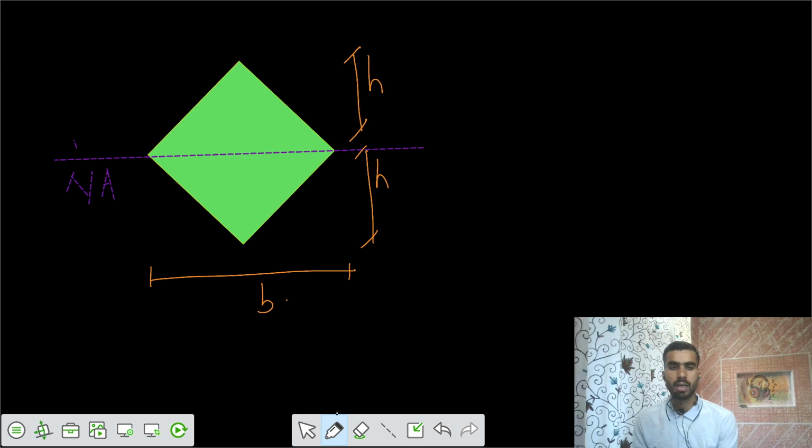So this is your section, that diamond section. Let's say this is the neutral axis. And let's take this height of h, and this one also height of h, and the total width of b. Say the dimensions of the square are a, sides of a.